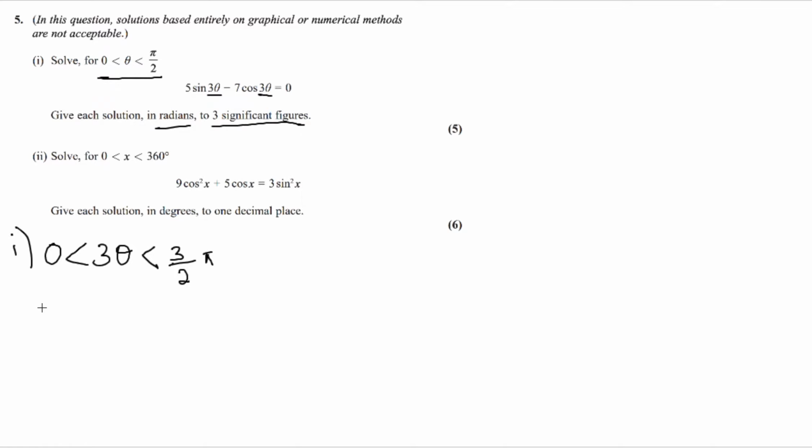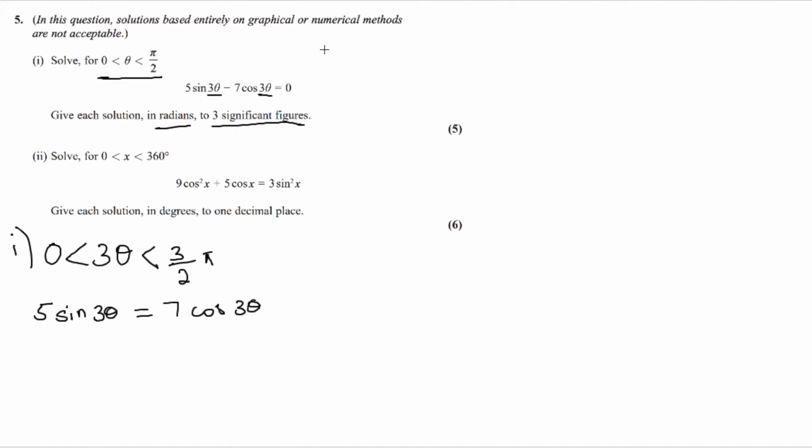To start, I'm going to rewrite the equation as it is, or let's just skip that step here. Because I have 5 sine 3 theta minus 7 cos 3 theta equals 0, I'm going to add 7 cos 3 theta to both sides of the equation, which is going to give me 5 sine 3 theta equals 7 cos 3 theta. Now that I have one term on this side and one on this side, I can see that I can divide both sides of this equation by cos 3 theta. That will give me sine 3 theta over cos 3 theta, which is equal to tan 3 theta, and then cos 3 theta over cos 3 theta would be just 1.